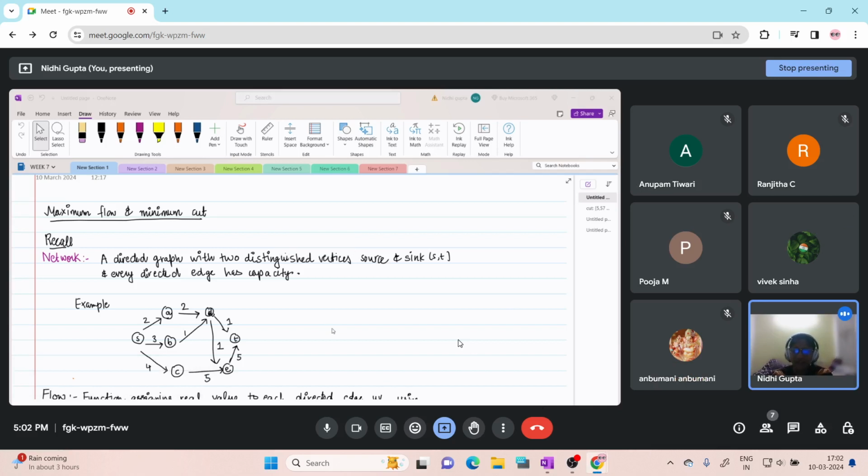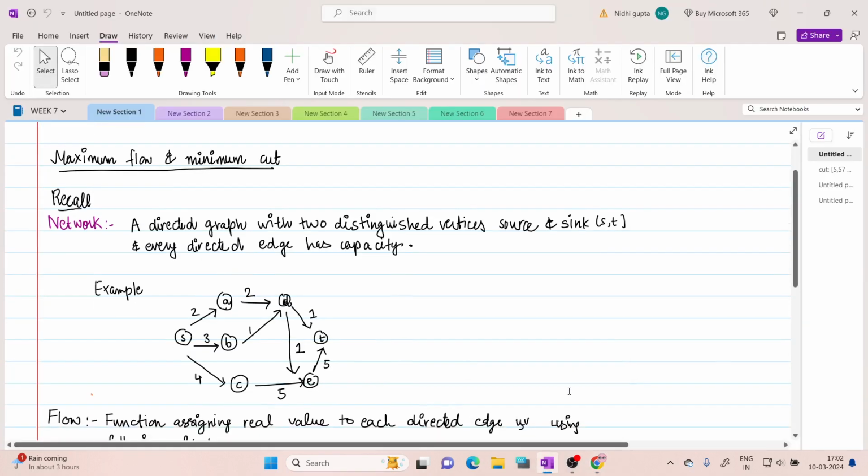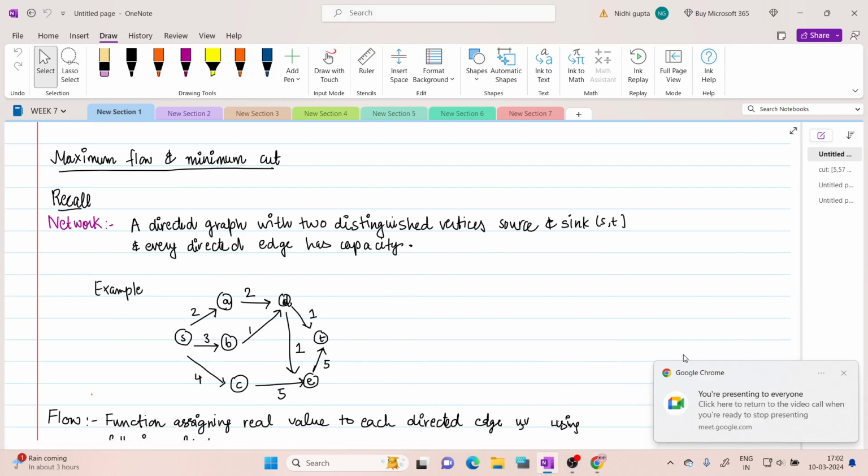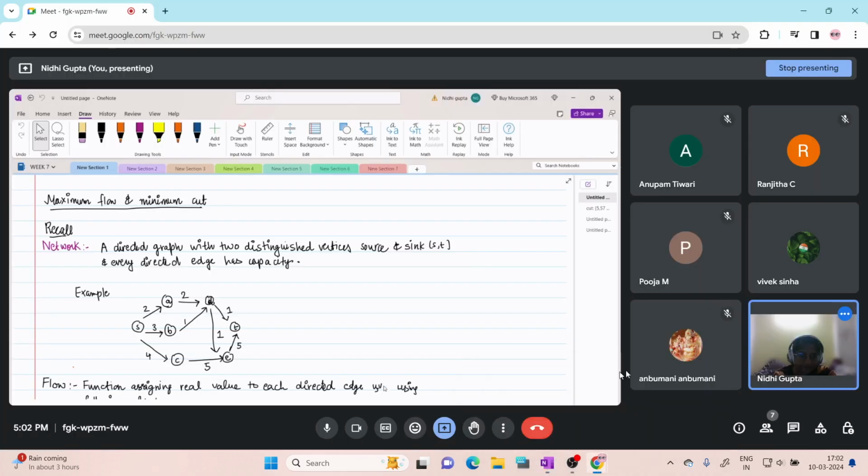Good evening, everyone. I welcome you to the seventh problem solving session of NPTEL course Graph Theory. So today in the lectures, in week 7, what was discussed was problems on network, finding maximal flow and minimum cut. So today we'll be discussing that only. So as always, first we'll recall the concepts and then we'll look at some questions. So first of all, the first concept is of a network.